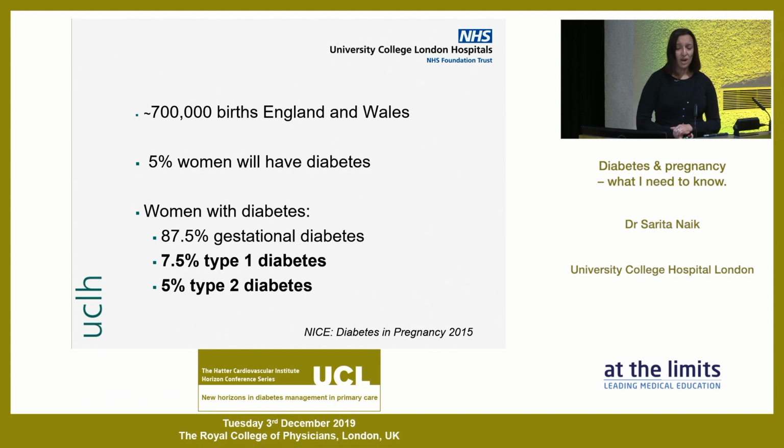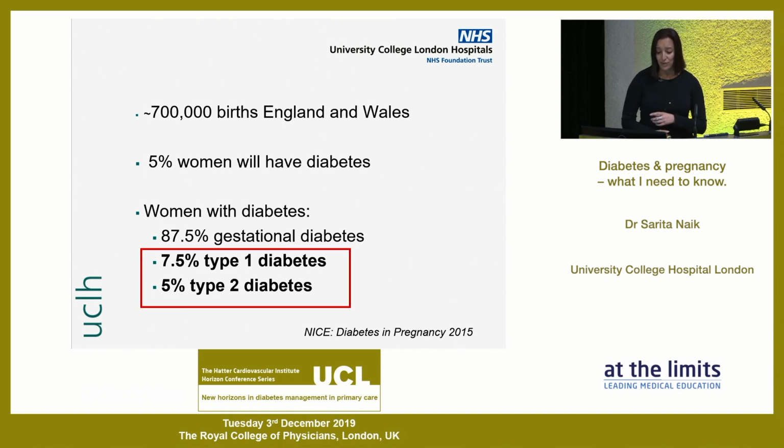So there are around 700,000 births in England and Wales, and around 5% of these women will have diabetes. But out of those women, we're just focusing really on those with type 1 and type 2 diabetes, which is a much smaller proportion than those women who develop diabetes in pregnancy.